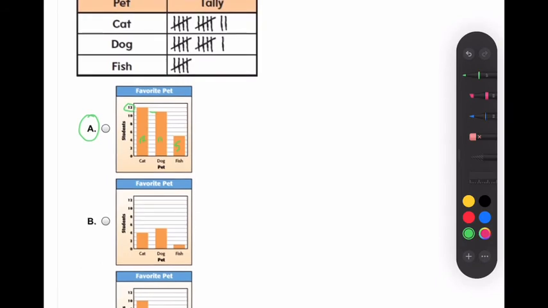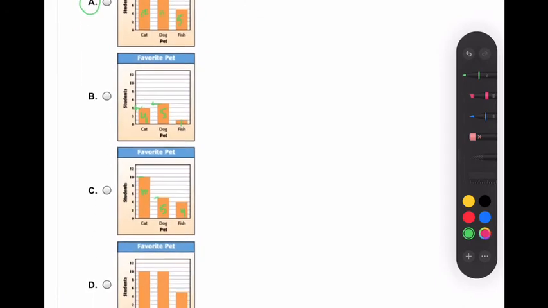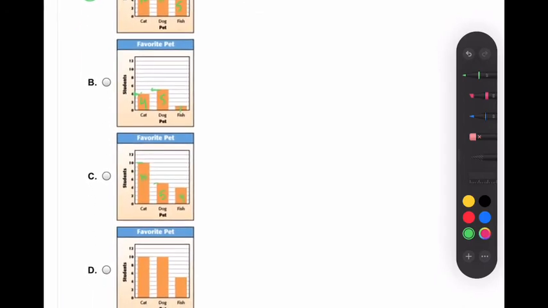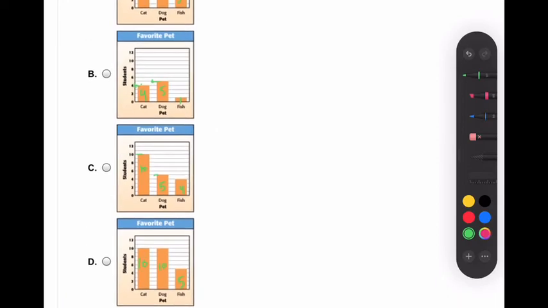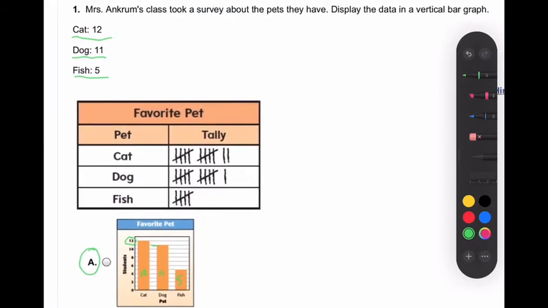Here, the cats are on 4, so 4 cats, between 4 and 6, 5 dogs, and the fish are only 1. Is that correct? No, this is not what we're looking for. Here, we have 10 cats, 5 dogs, and 4 fish. Is this our data? No, it's not. And finally, here we have 10 cats, 10 dogs, and 5 fish. Is that correct? Also, it's not correct. So answer A was the correct answer.